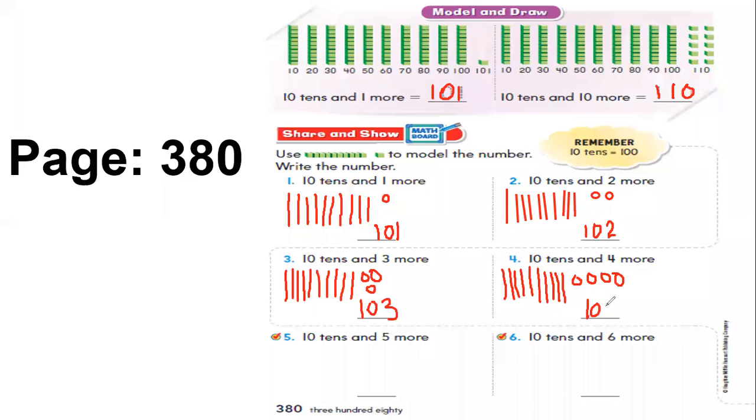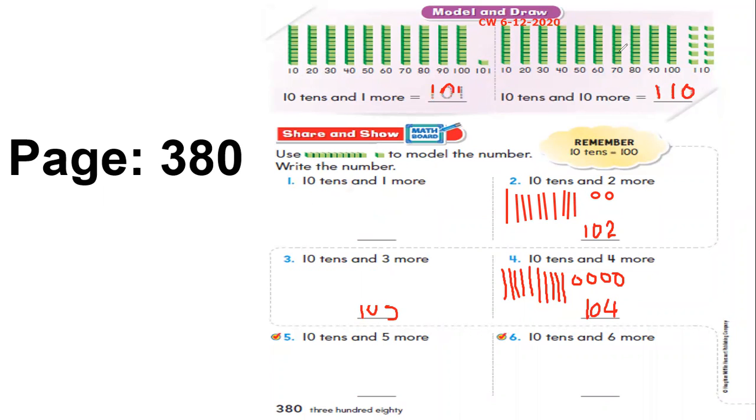So 104. Yes, excellent. Ilyana, Rawan, Jannat, Miral. Yes, very good, Eileen.